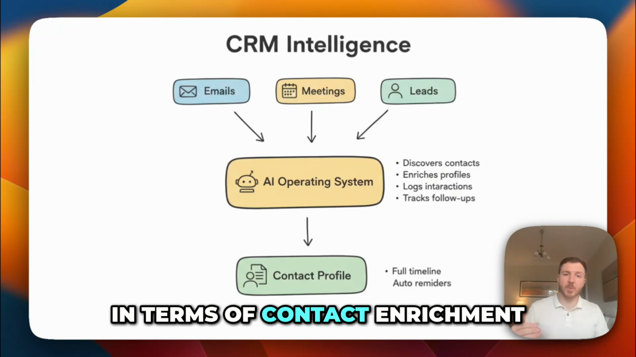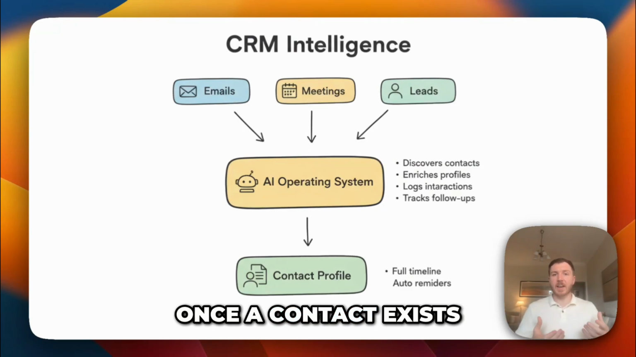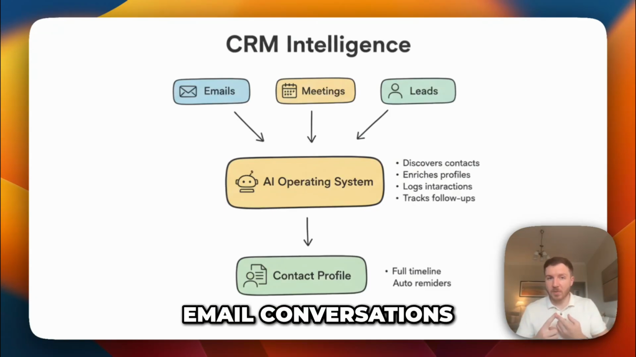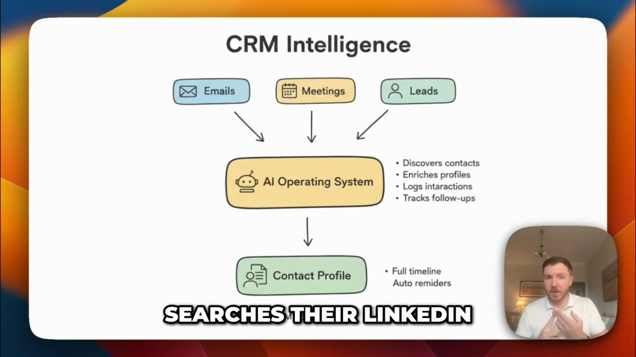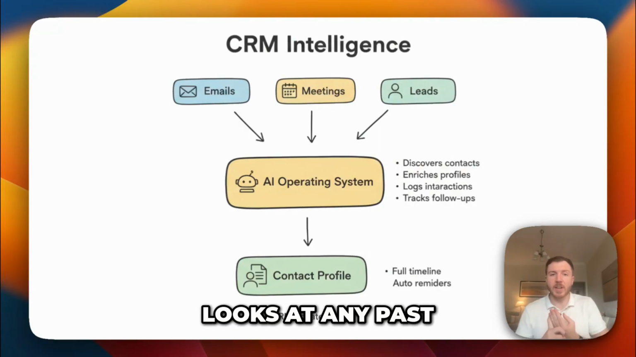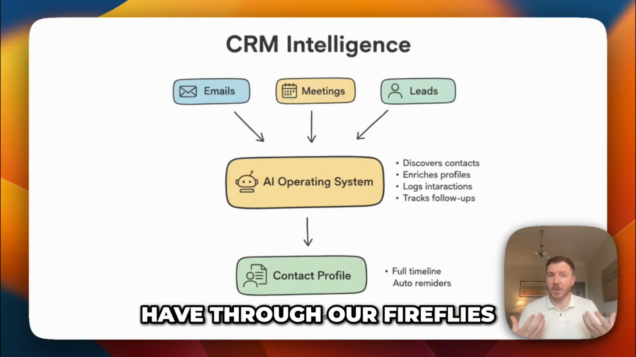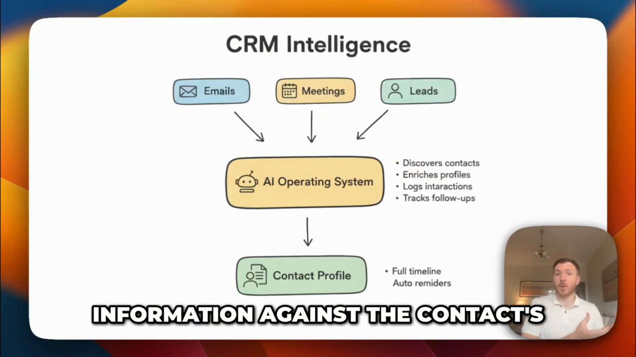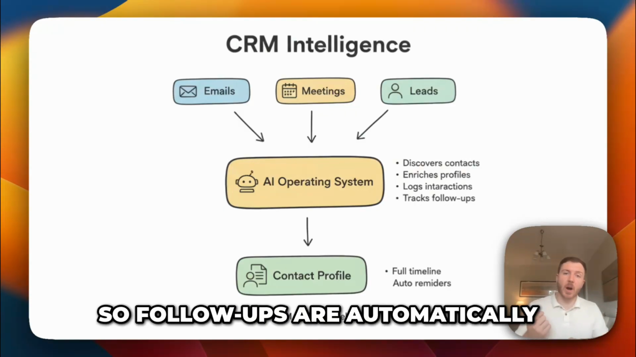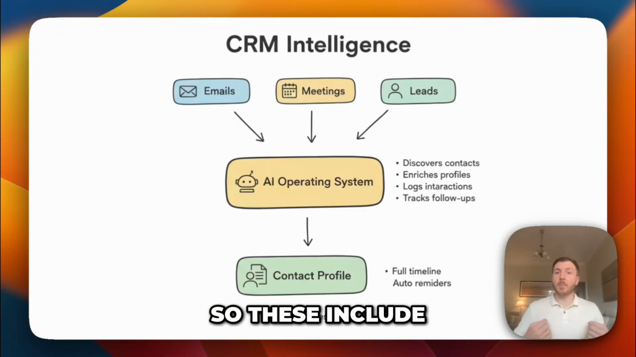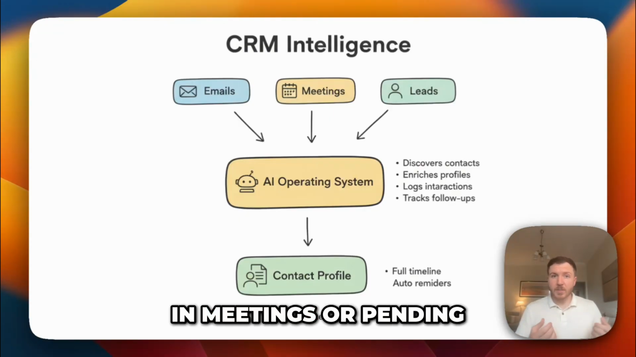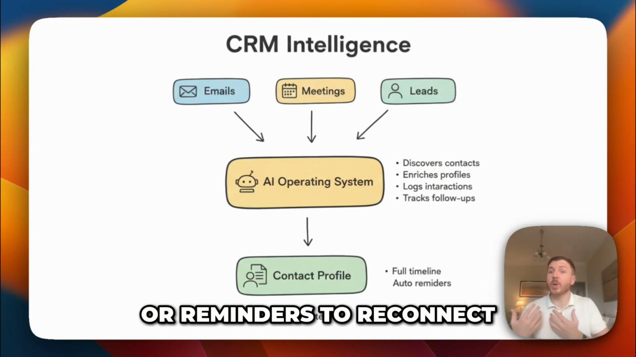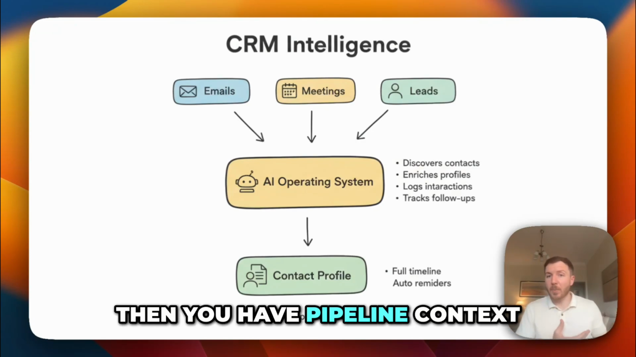In terms of contact enrichment, once a contact exists in our CRM, the system builds a richer profile. So it gathers previous email conversations, searches their LinkedIn, finds out information about their company, looks at any past meeting transcripts that we have in our Fireflies, and compiles all that information against the contact's profile. In terms of follow-ups, follow-ups are automatically tracked. So these include commitments that are made in meetings or pending replies or scheduled check-ins or reminders to reconnect and follow up with leads.